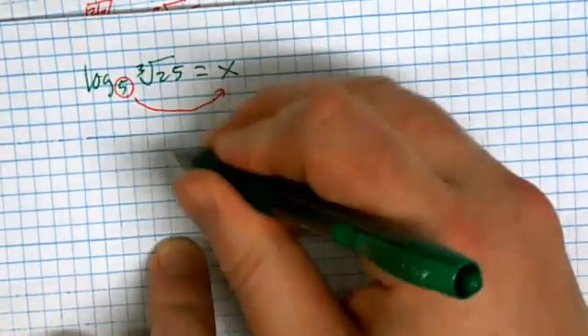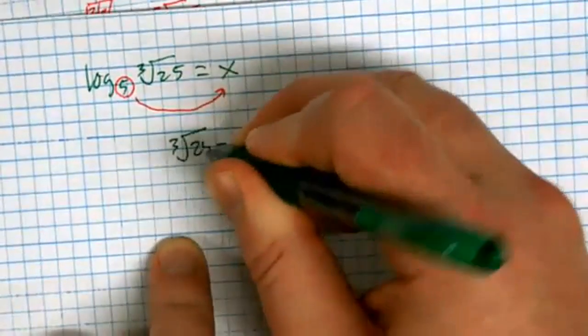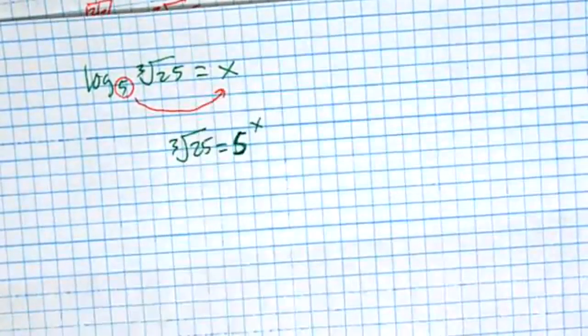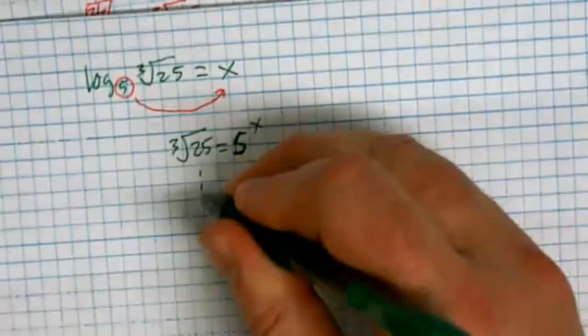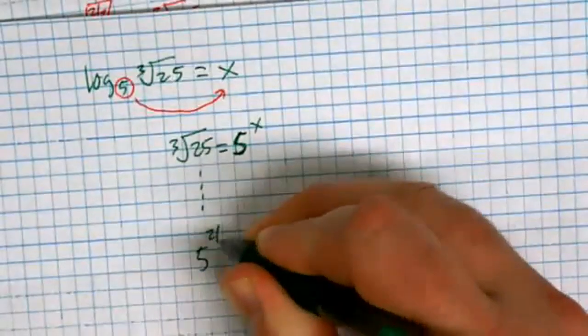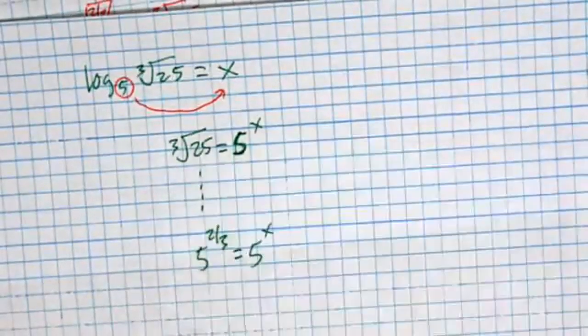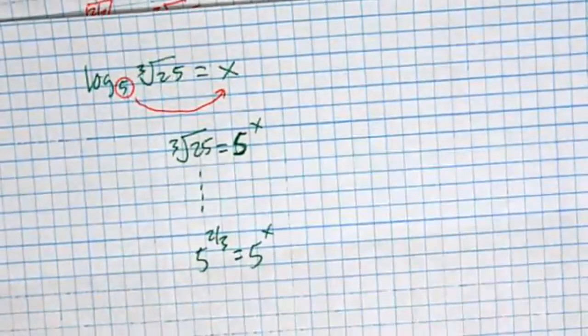So I would have 5 to the x over here, and it's trying to be a 5. And then get rid of 25 over here, and then you can work to try and get 5 to the 2/3 equals 5 to the x. And when you get to that point, you can get rid of your bases and just say x is equal to 2/3. So that's a third way that you could do it.